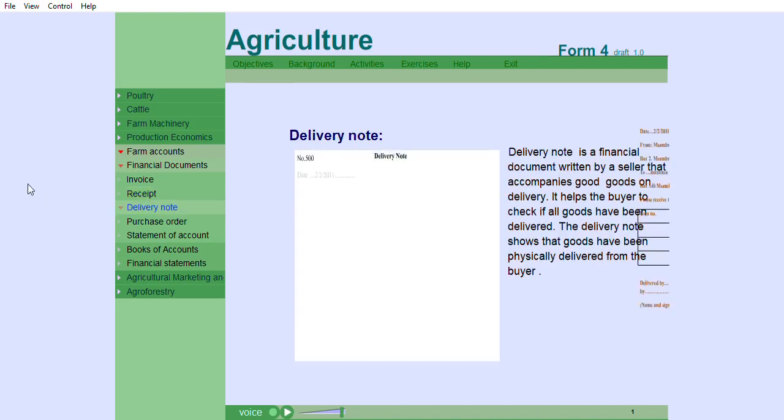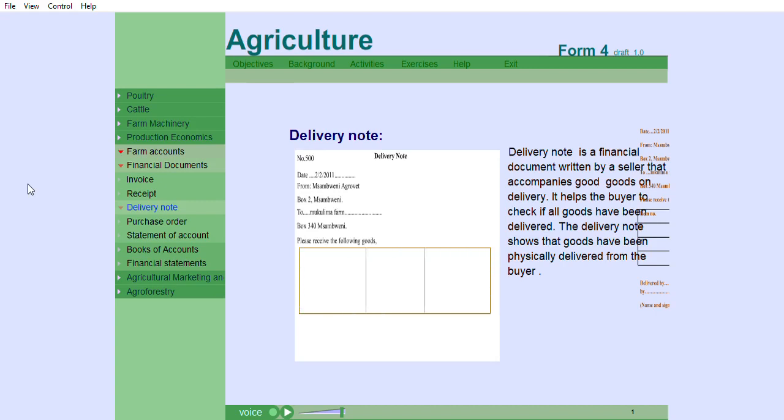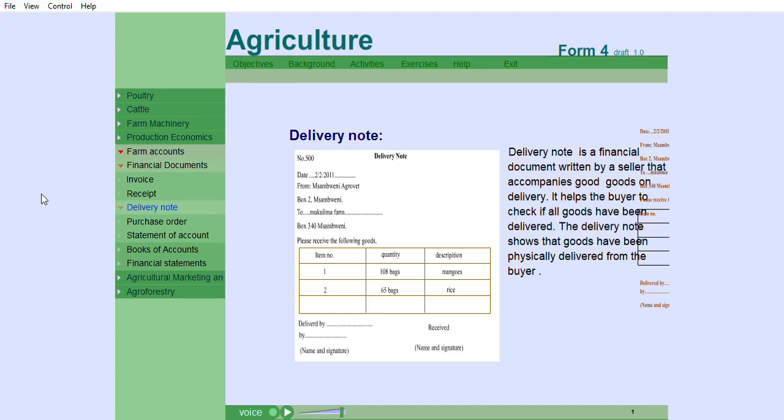Delivery note. Delivery note is a financial document written by a seller that accompanies goods on delivery. It helps the buyer to check if all goods have been delivered. The delivery note shows that goods have been physically delivered from the buyer.